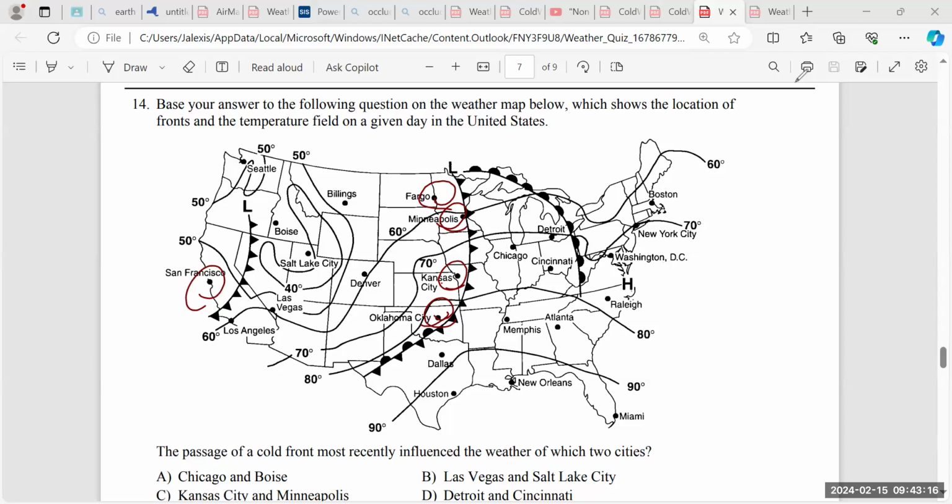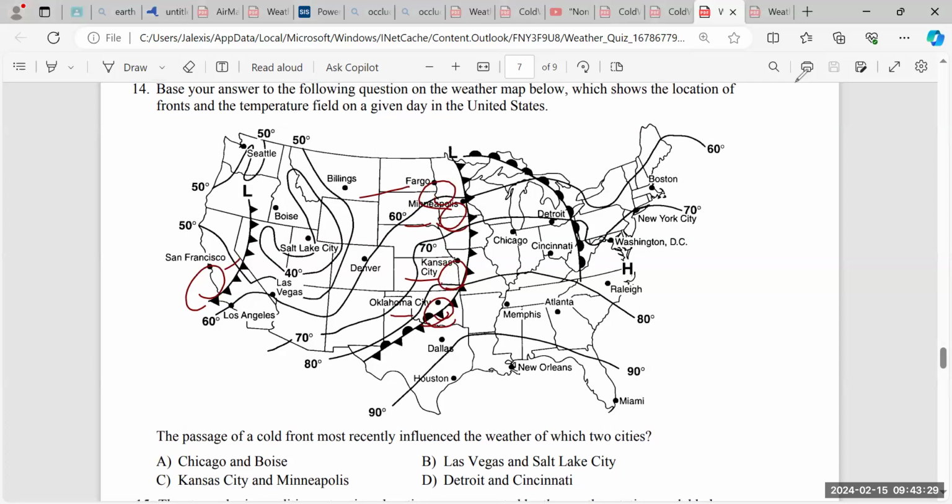So which option out of these five cities shows the two cities that just had a cold front pass? And so the correct answer is choice C. The correct answer is choice C.